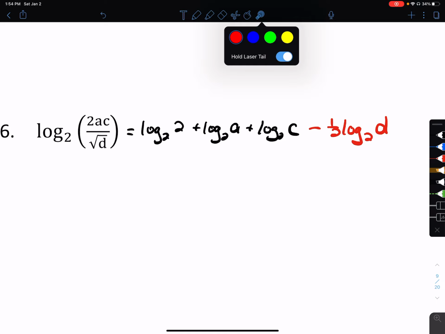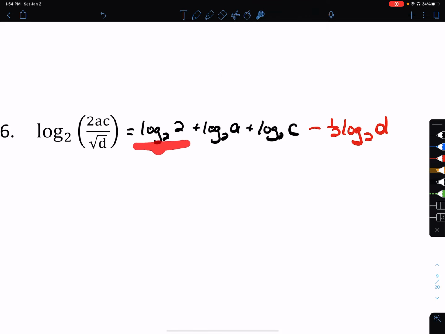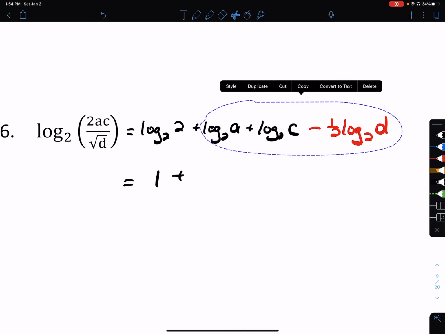One other thing that I could do here is log base 2 of 2 is asking 2 to what exponent is 2? Well, that is 1. So I could change that to 1 and leave the rest of these the same.